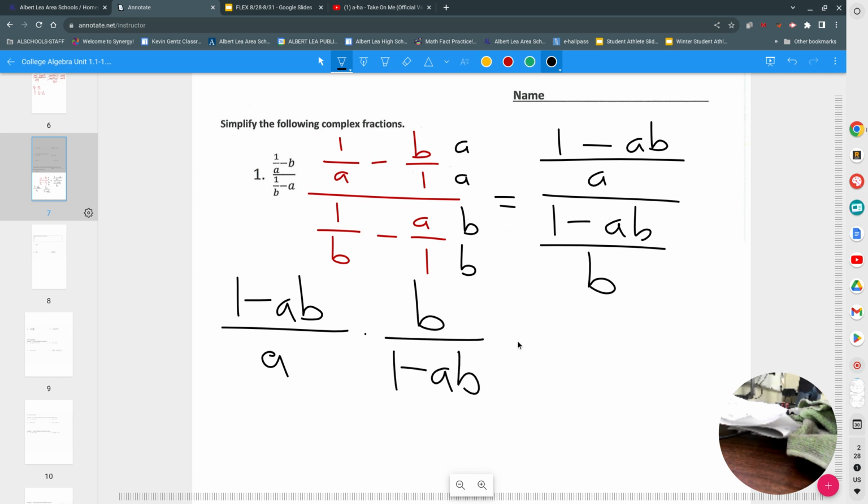And when I do that, what do you notice happens? As we look across, we can see that the 1 minus ABs will reduce to 1. And we have B over A. B over A. That's the process every time.